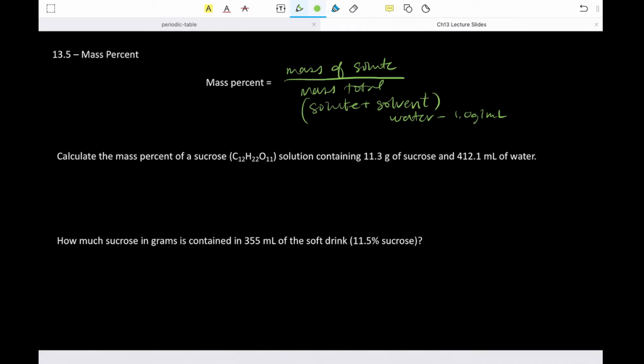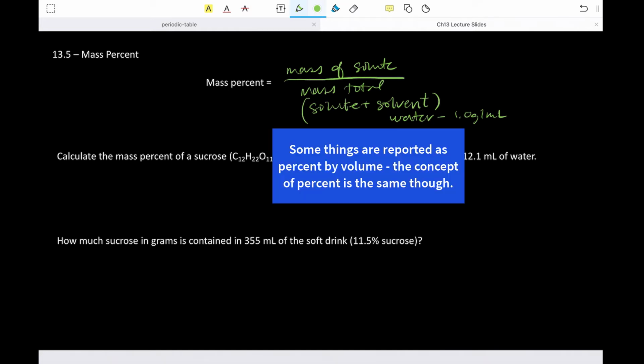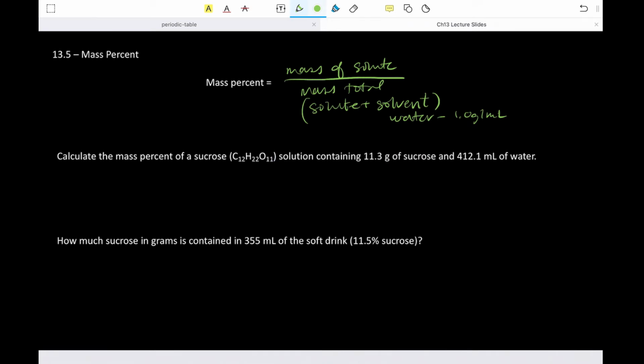So anyway, mass percent, mass of solute over the total mass. Very easy to calculate. It's very simple. Mass percent is not always how it's given. Sometimes it can be a percent by volume, sometimes it can be other things, but the concept remains the same. All right, so let's move on and do some practice. And then obviously this is a conversion factor and we can use it to do that also.